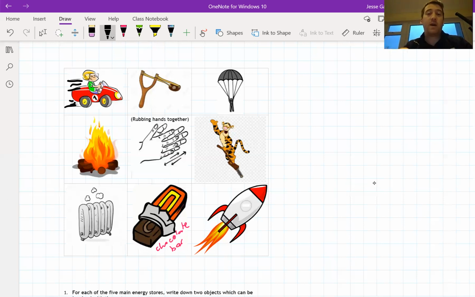This one here is a parachute. So this obviously is going to start with somebody up high and falling down with the parachute. So we would talk about the gravitational energy store, because they will be starting up high and they will be falling down. So in the beginning, they are lifted up high and then they fall down as their height from the ground decreases. The energy in the gravitational energy store would get lower and lower.